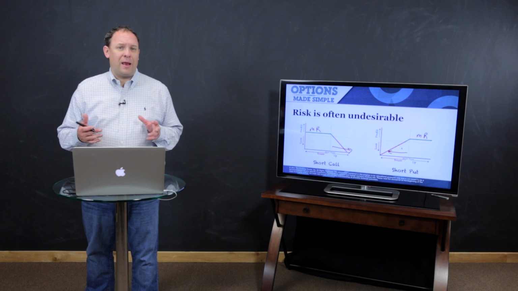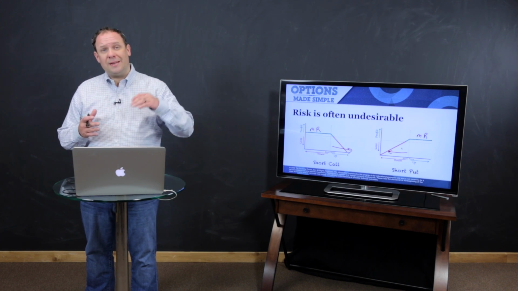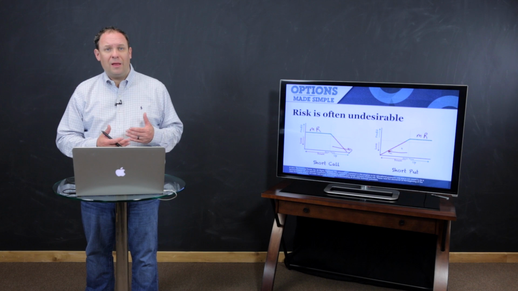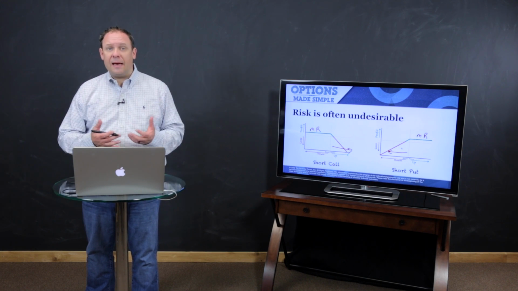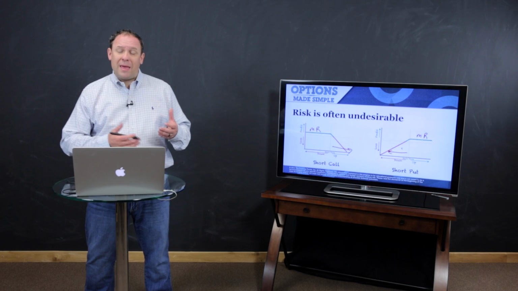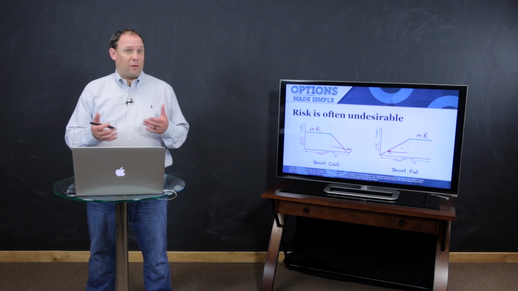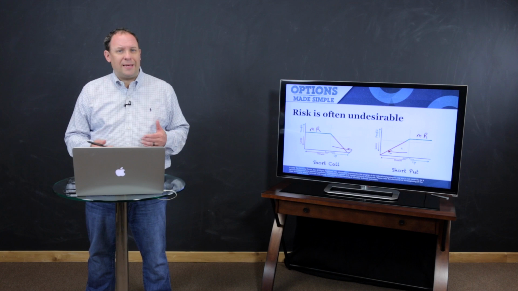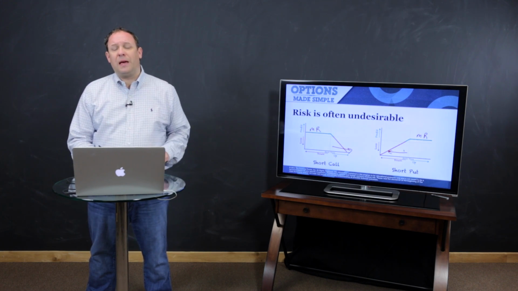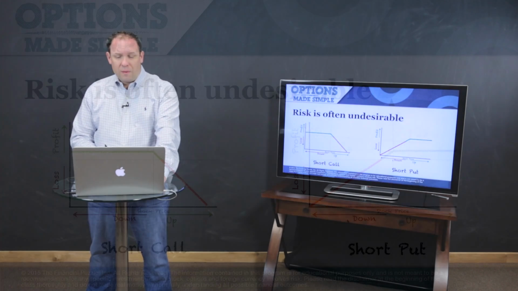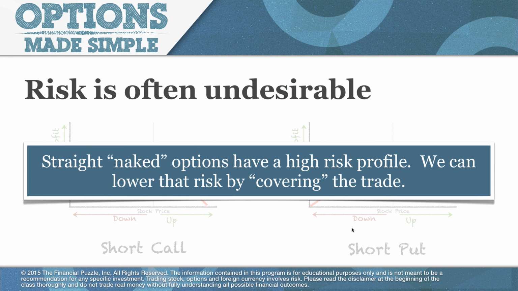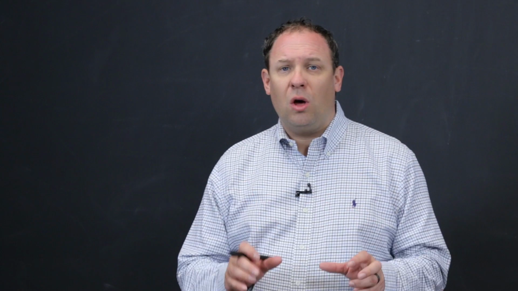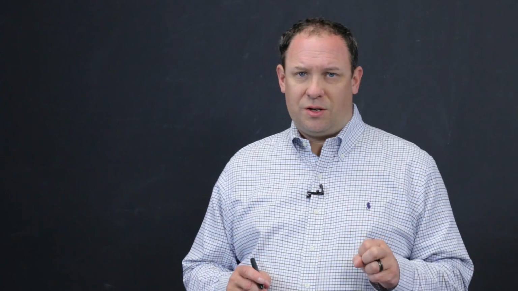A lot of people have a bad idea about it. So what I want to do is start showing you ideas of how we can limit that risk profile and still use the general benefits of making money on 2 out of the 3 directions, but maybe without taking as much risk, and we'll start to build out the different strategic uses from there. But remember, this risk profile is undesirable, and so if we take these straight naked options, that high risk profile can really get in the way. So how can we lower it? We can lower that risk profile by covering the trade, and that's what I want to start sharing with you as we get into this set of videos.